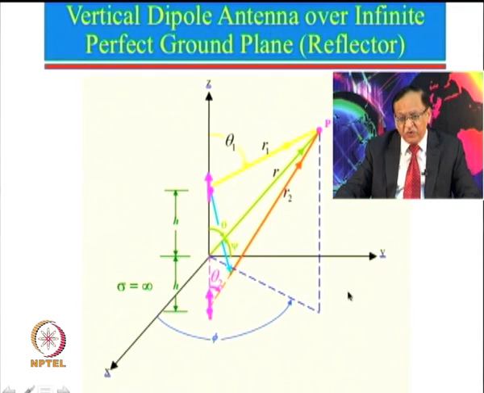So, now that has been put over here, and if there is an infinite sheet, there will be a mirror image of this here. So, if you want to find out what is the radiation pattern at a far away point, we can apply the array theory.